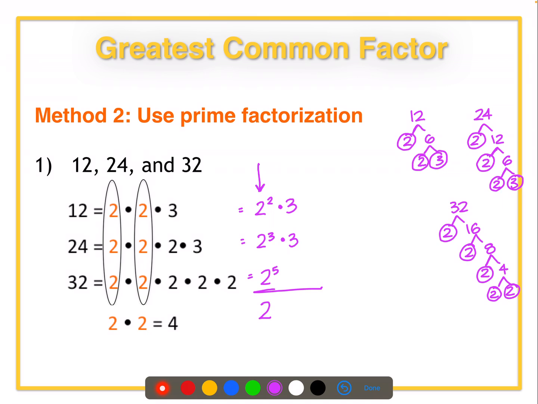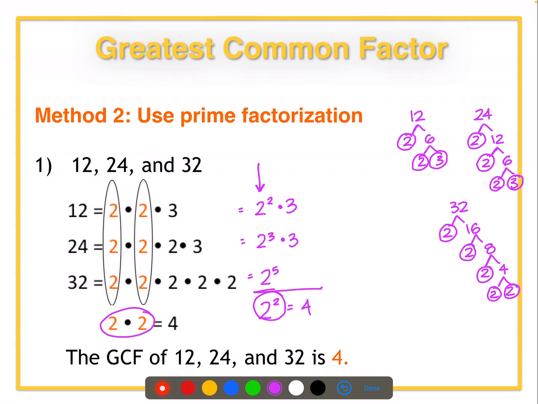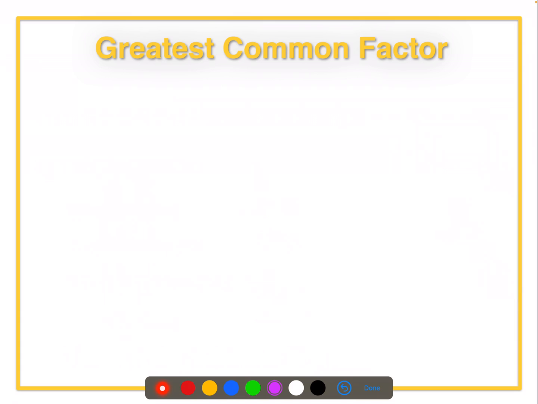The 2. And then you're gonna use the smallest exponent, because the smallest exponent is included inside this and this. So 2 to the second power is the same as 2 times 2, which is 4. So as you can see, you can write it in the short form or the expanded form. You're going to get the same answer. So the greatest common factor of 12, 24, and 32 is 4.